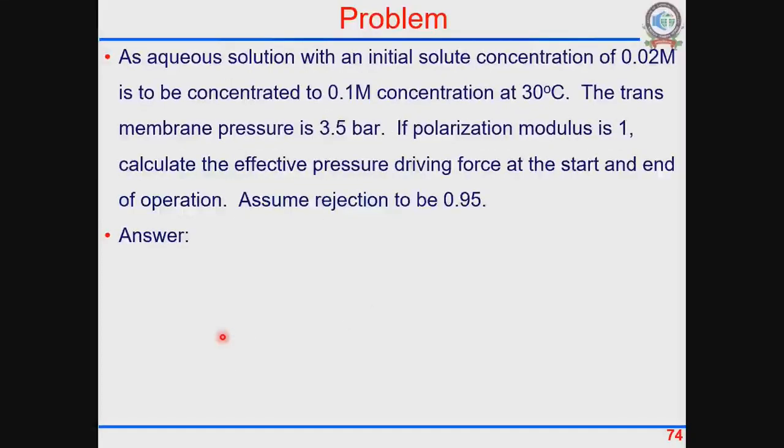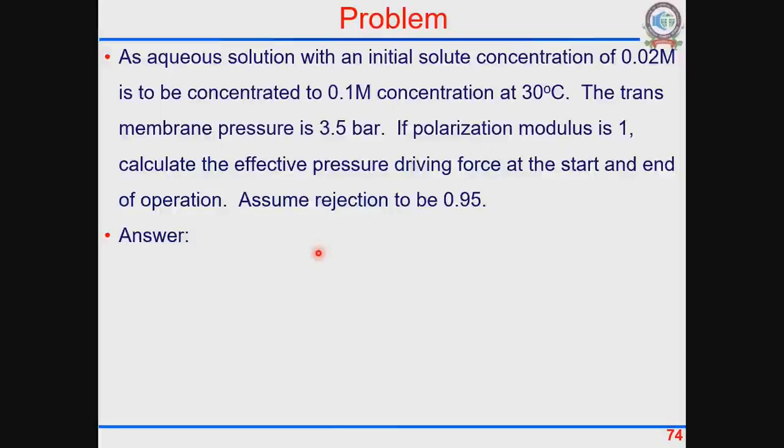In terms of how it will change the effective driving force, here is another problem. So imagine that an aqueous solution with an initial solute concentration of 0.02 molar is being concentrated to 0.1 molar. Let's say the transmembrane pressure is 3.5 bar, and imagine for simplicity that the polarization modulus is 1. So which means the concentration of the solute near the membrane surface is the same as the bulk concentration. I would like you to calculate the effective pressure driving force at the start and at the end of operation. Let's assume that the rejection is 0.95. Again, pause the video, do the calculation for yourself, and then only proceed forward.